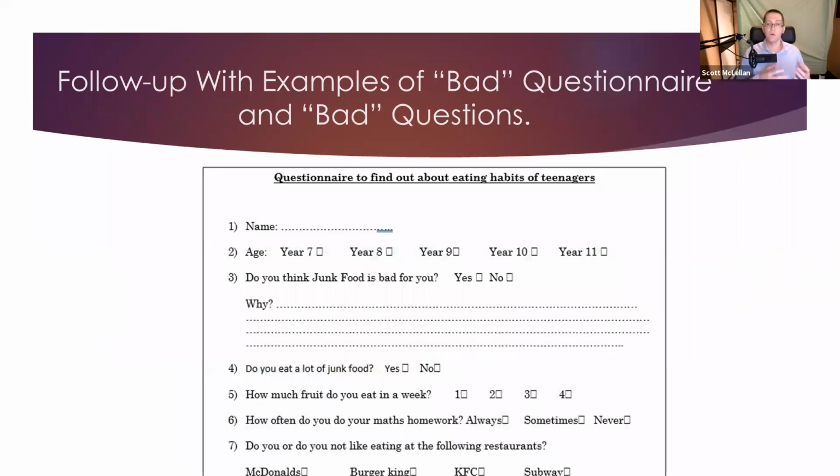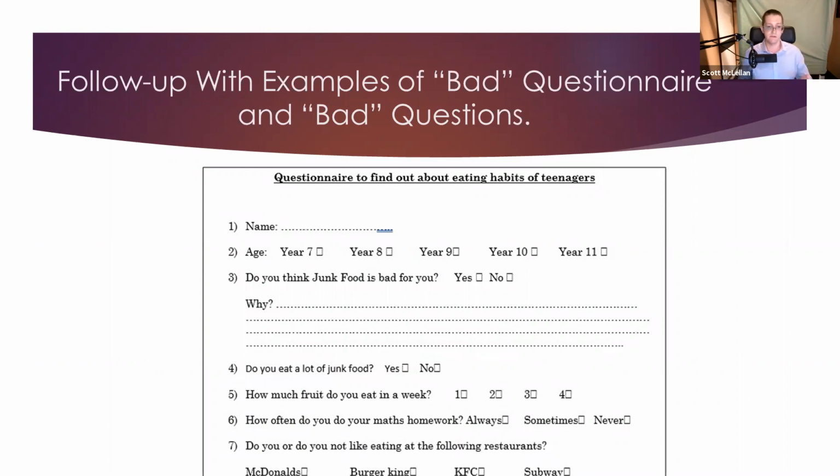When it comes to questionnaires and practice, I also like to include things like this. What is a bad question? So this is a questionnaire full of terrible questions. And what they do is they analyze in groups about why these specific questions on this questionnaire are bad, why and how we can make them better.